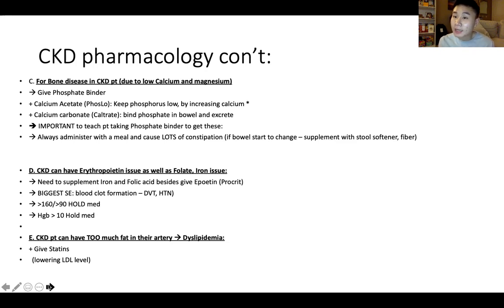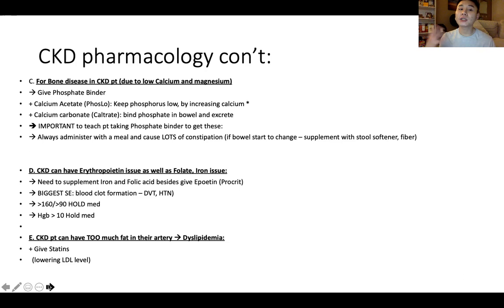Remember, phosphorus and calcium has an inverse relationship. It will always be opposite with each other. If we have a high level of phosphorus, it will lead to a decrease in calcium level. The second medication is calcium carbonate. This will bind phosphate in the bowel and excrete it so that the phosphate level will be decreased.